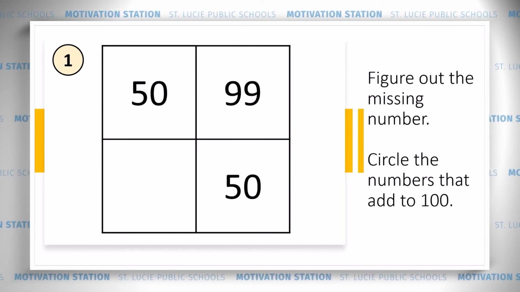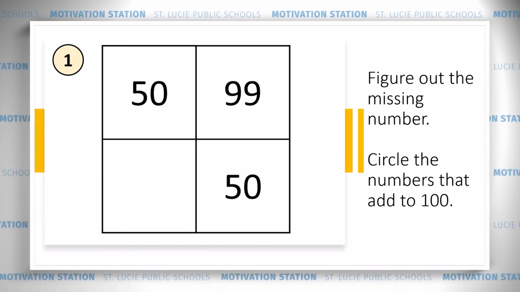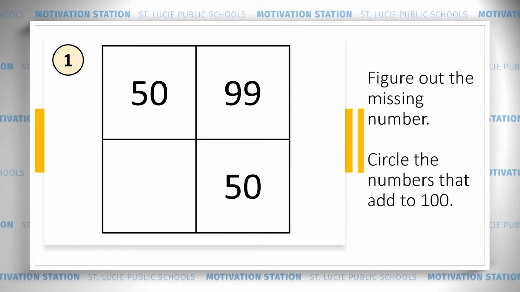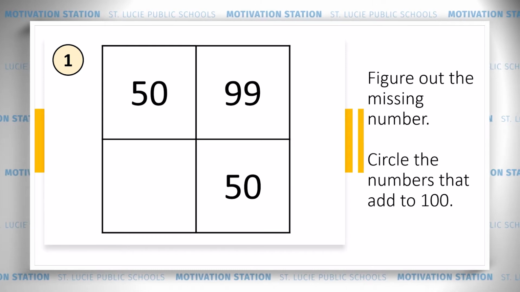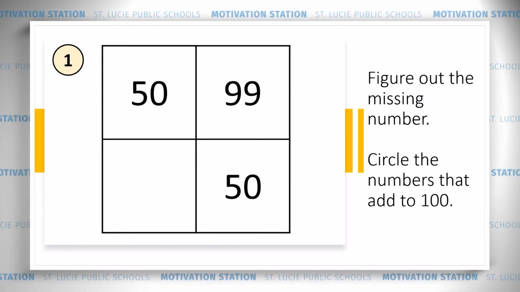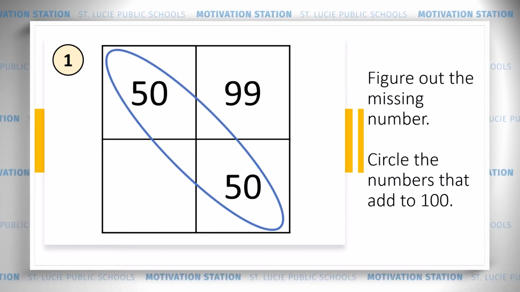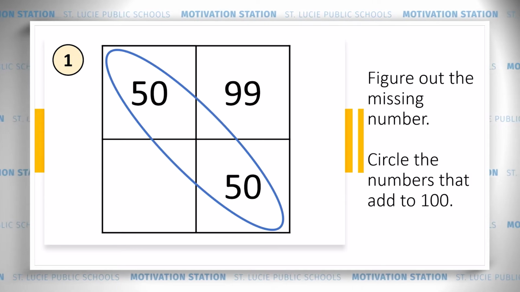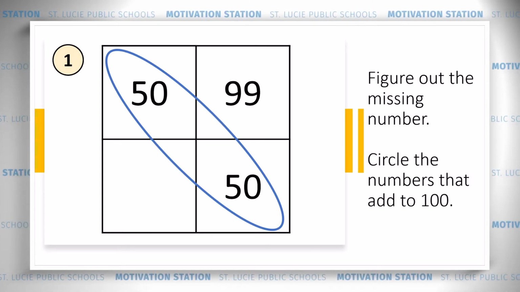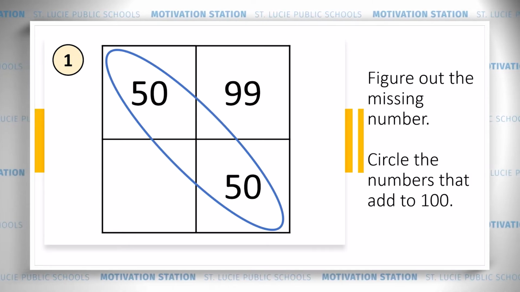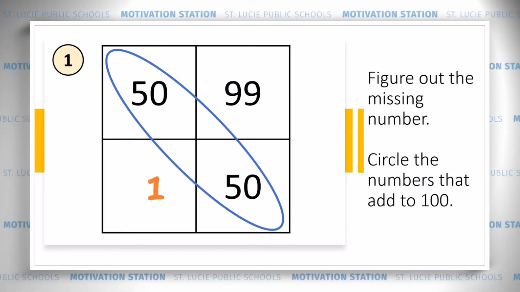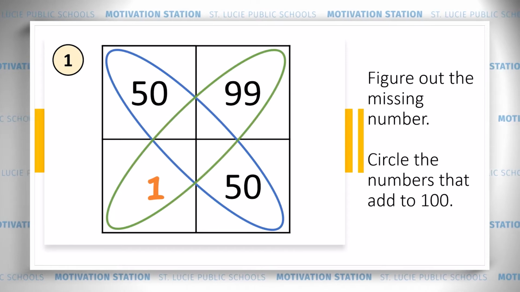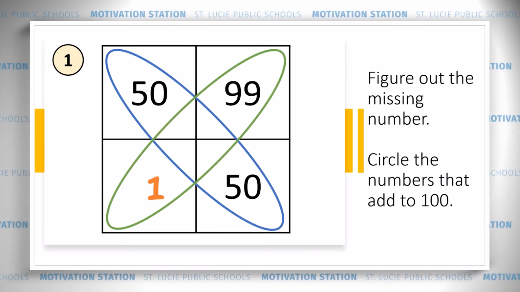Number 1, we have 50, 99, and 50. Which 2 numbers add to 100? Did you say 50 and 50? You're right. Great job. So 99 plus what equals 100? Well, that would be plus 1. So 99 plus 1 equals 100. We can circle it. Awesome.